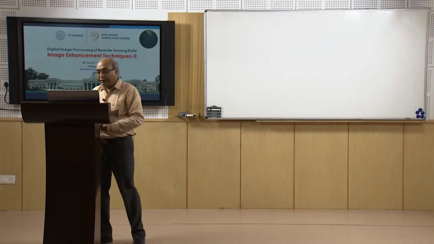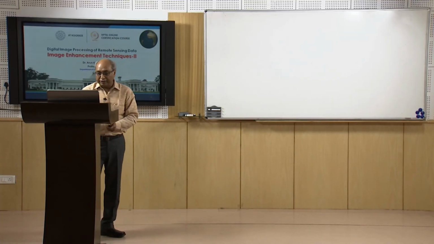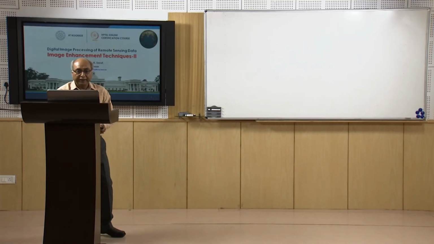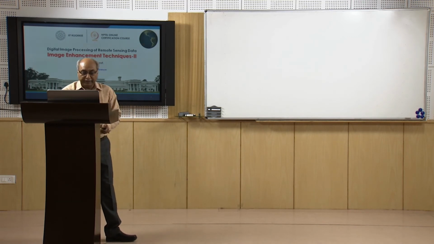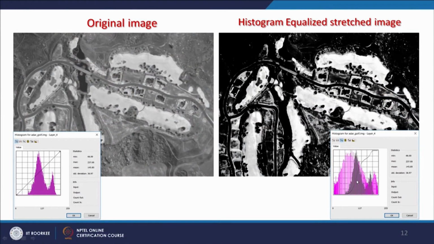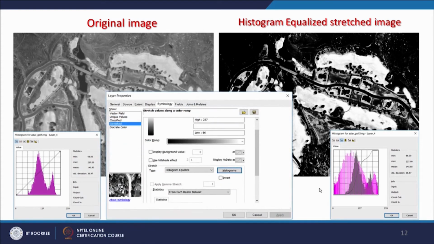Sometimes for better image interpretation, one does not need very high contrast, so one can avoid it in that case, but otherwise it is a very good technique. The original histogram and the redistributed histogram after the histogram equalized stretch are both shown together here, where you can see how it has been redistributed.